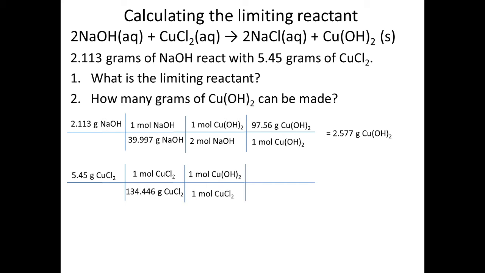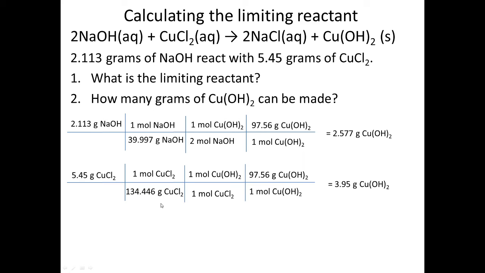Draw another vertical line. Moles of copper hydroxide in the denominator again. Need the molar mass? Okay, it's the same as before. So now, once again, I do the calculations. Just go one at a time. 5.45 divided by 134.446, hit equals. Don't have to multiply or divide by 1. Multiply by 97.56, hit equals. Don't have to divide by 1. There you go. 3.95 grams of copper hydroxide.